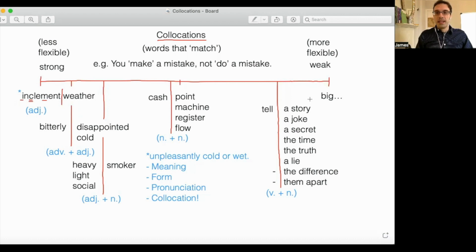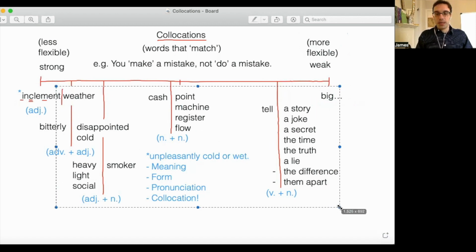Right now, on the other side, you've got these more flexible words, like the word big. You could describe anything as big, a big house, big car, and so on, okay? But the area we want to look at is everywhere in between.